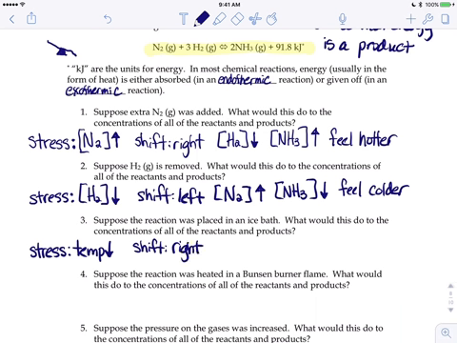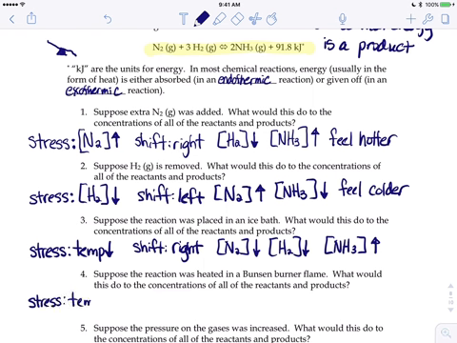So we talked about the energy component, now we have to talk about all the other things. So our nitrogen is going to decrease. We're moving away from it. Our hydrogen decreases, moving away from it. But our ammonia would increase since we're moving towards it. If we look at number 4, the opposite is taking place.